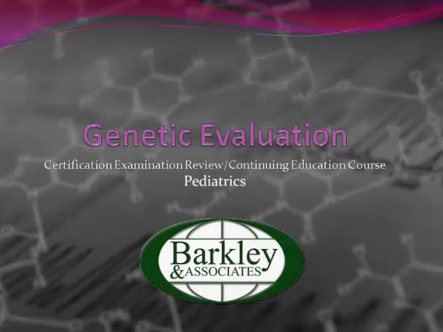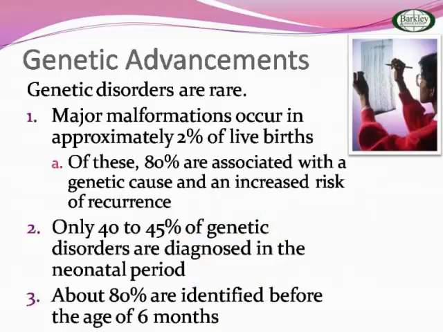And can you imagine, when did they map out the human genome? 2006 June. It's been 6 years. Isn't that exciting that they've got all that mapped out? We know so much more. Genetic advancements, we think about major malformations, 2% of live births. 80% of these do have a genetic cause and an increase of recurrence. So when you advise parents, especially young parents who are in childbearing age, the empiric risk of having another child with a condition is going to be greater. That makes sense, doesn't it?